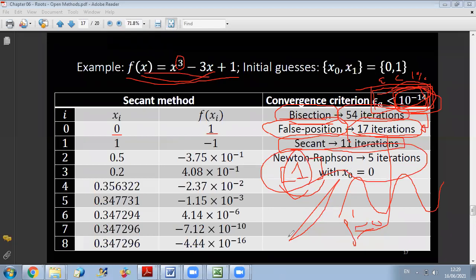especially if you consider an initial guess close to the root. So when you have a function without a very high change in slope, without inflection points, without a maximum or minimum, then expect that the open methods can behave better than the bracketing methods.